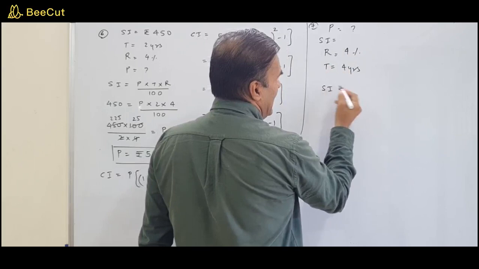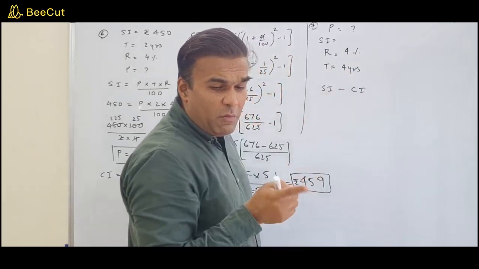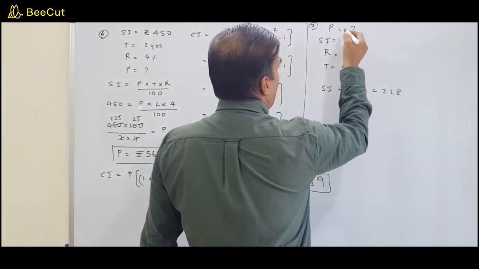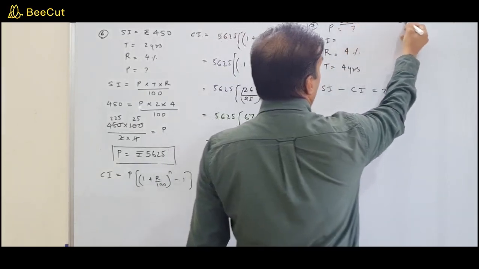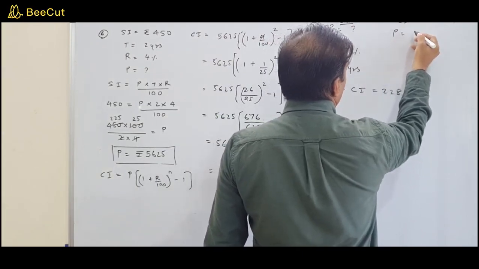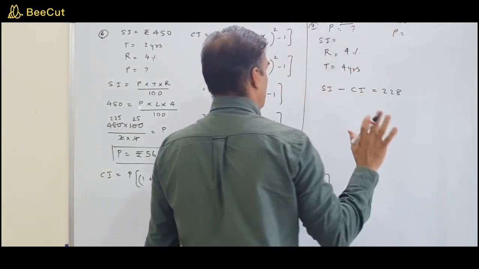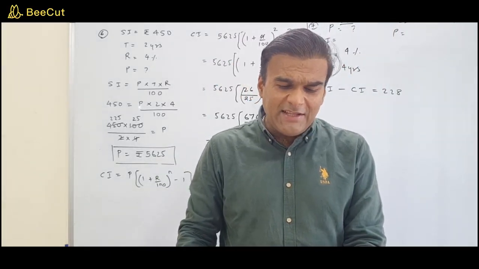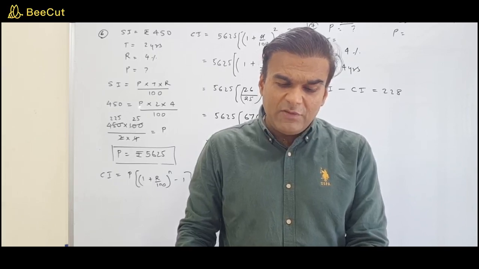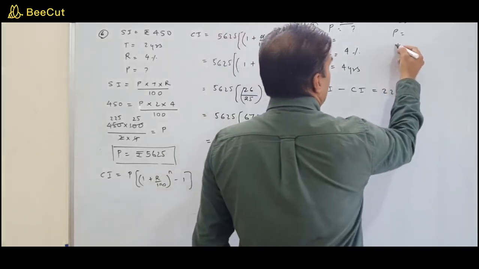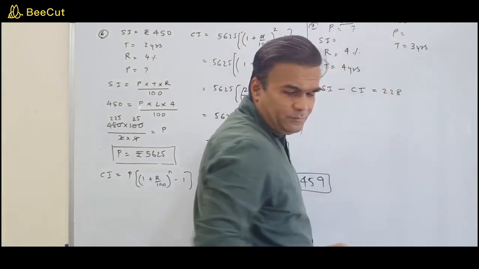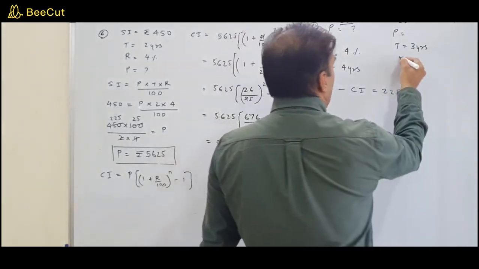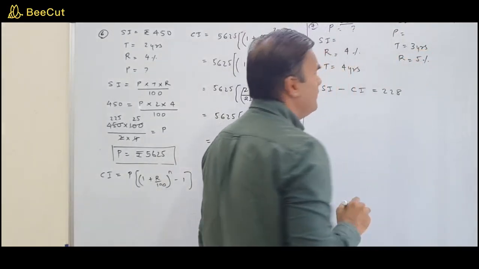Simple interest exceeds compound interest. Simple interest is more than compound interest by 228. These are relevant information for simple interest. For compound interest, principal is the same, which we don't know. As of now, we don't know the principal amount. But they are saying that simple interest exceeds the compound interest on the same sum for 3 years. Time over here is just 3 years, at 5% per annum.